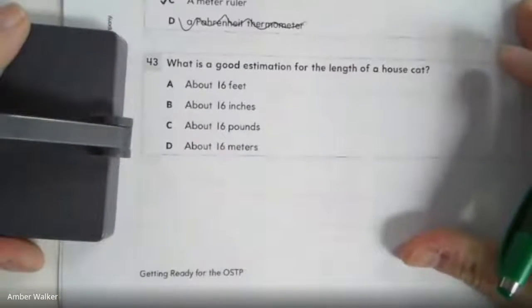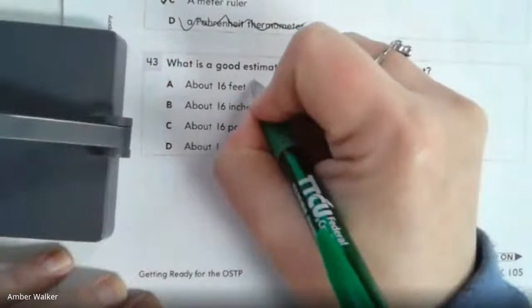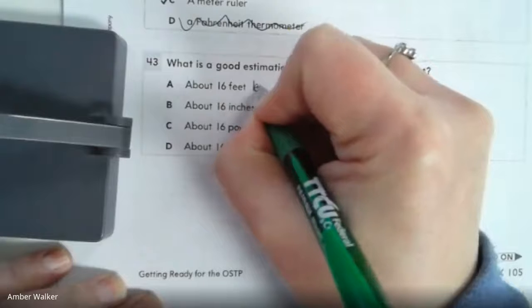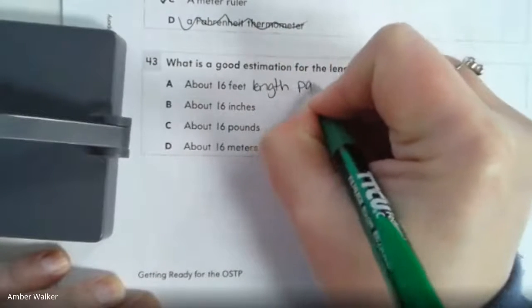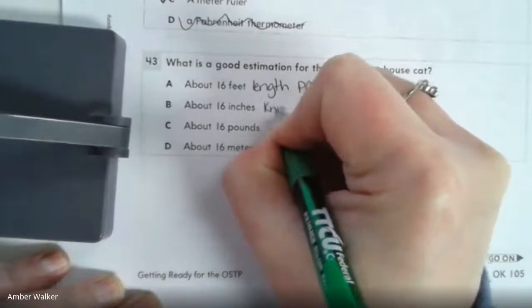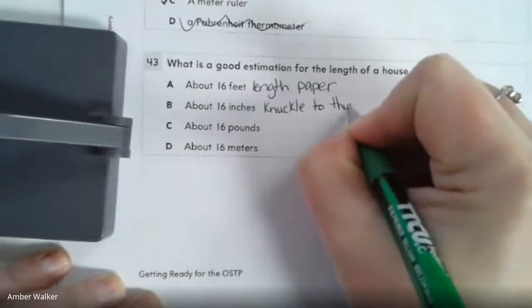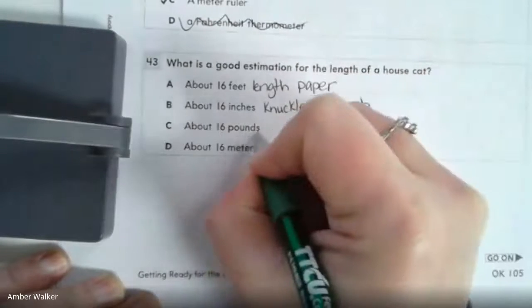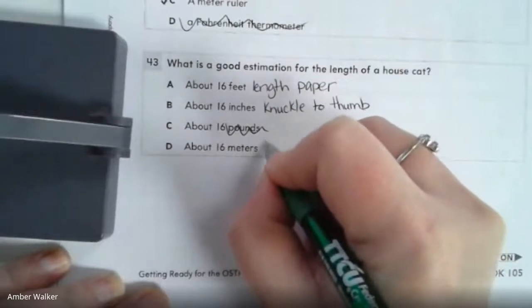Number 43, a good estimate for the length of a cat. If you remember, a foot is like the length of a sheet of paper. So the length of paper. An inch is the distance from your knuckle to the end of your thumb. And 16 pounds, that's not length at all. 16 meters would be 16 ball bats.